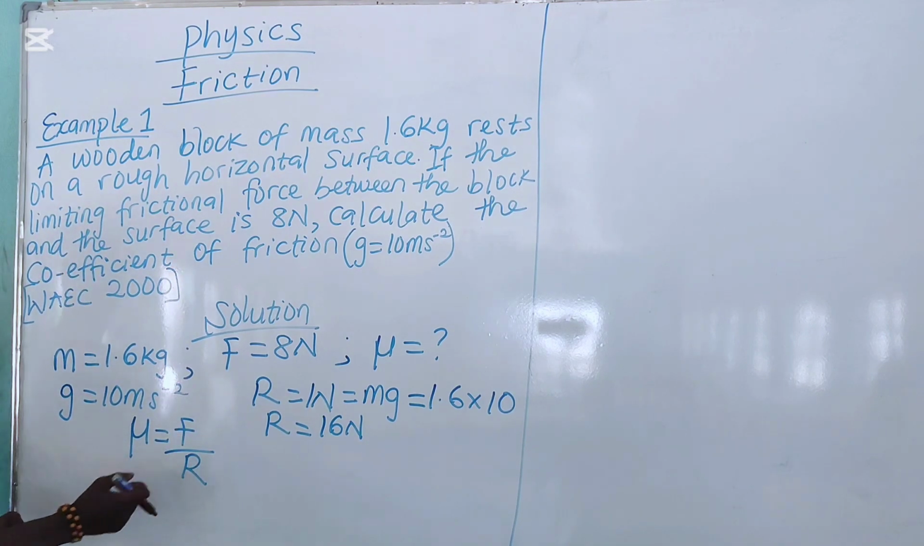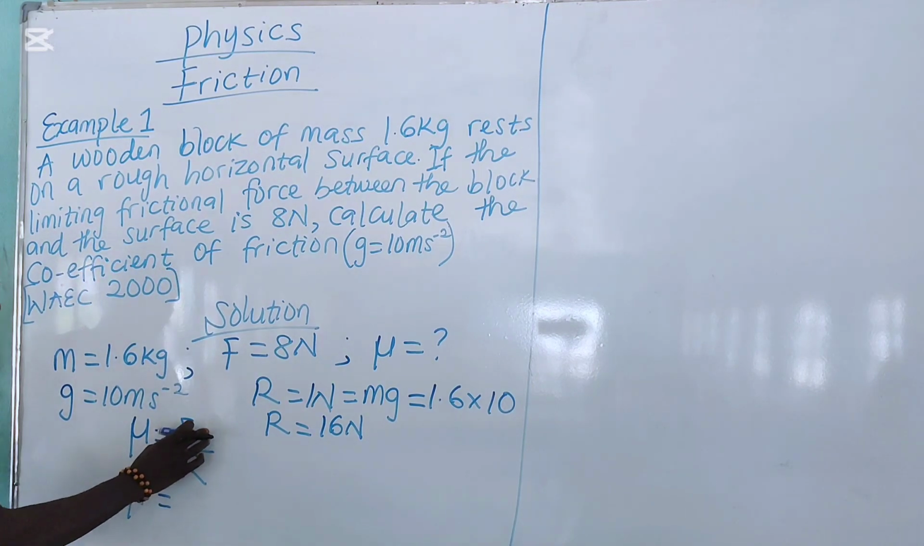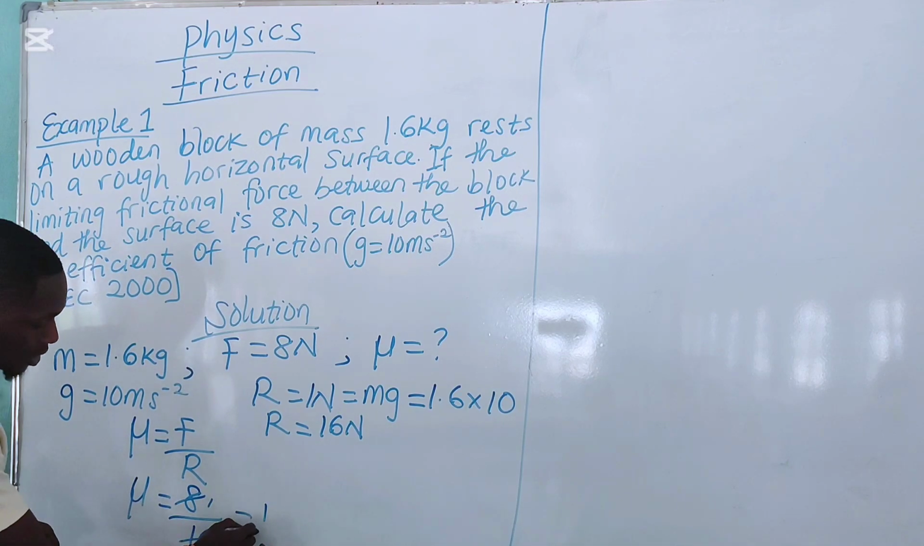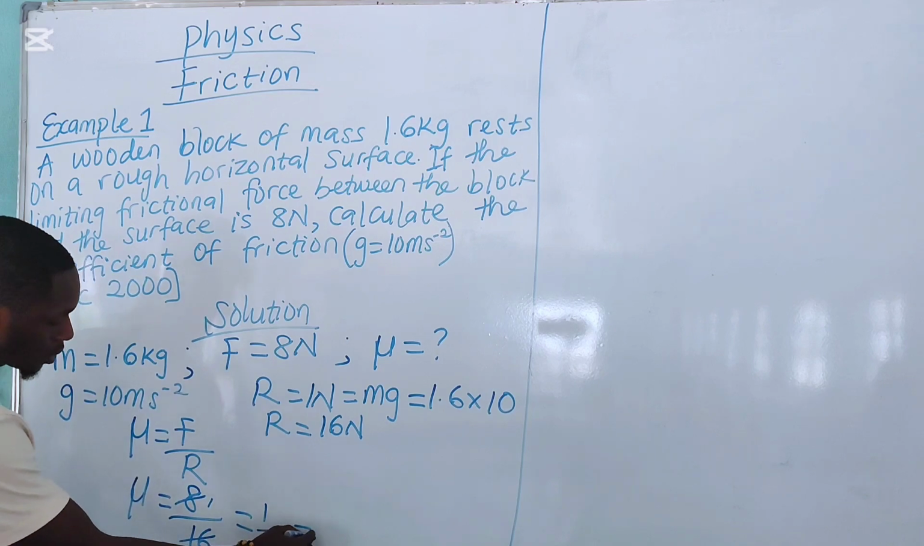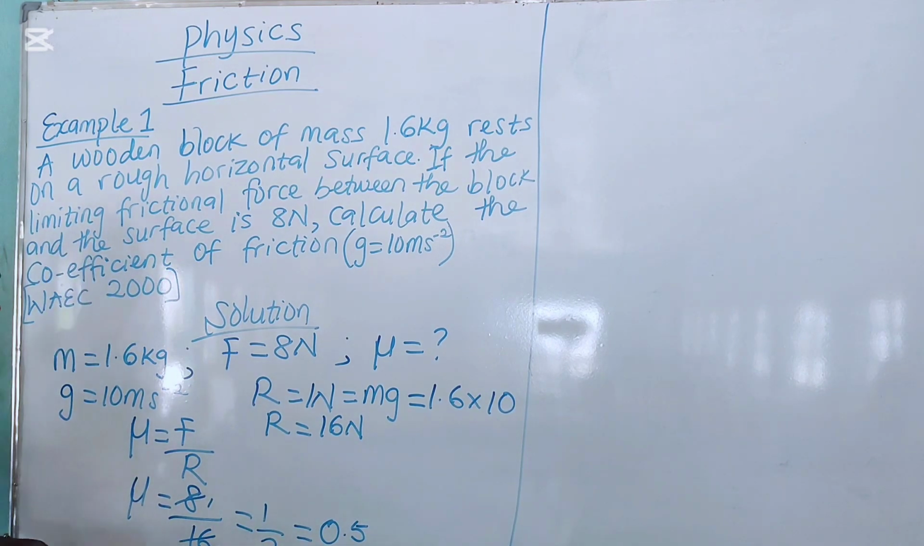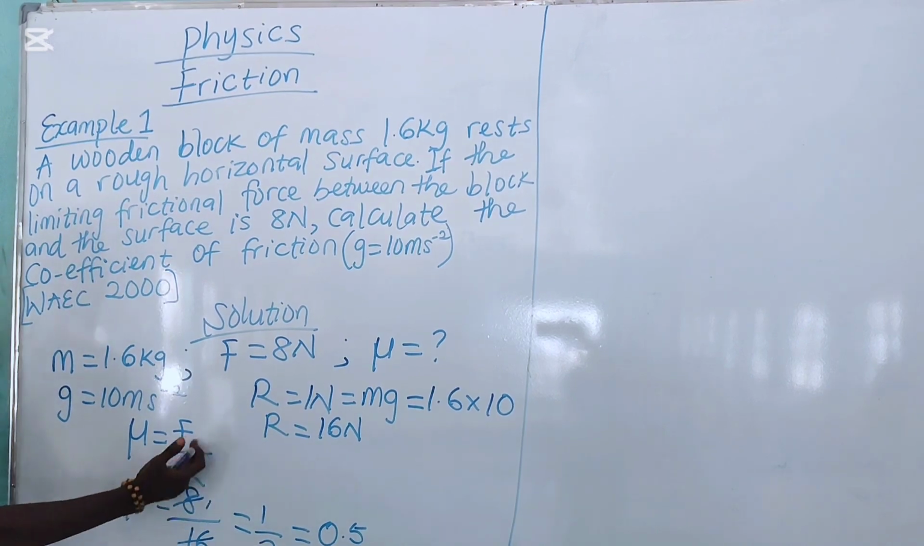Okay, so let's substitute in our equation to find the coefficient of friction. So our coefficient of friction becomes the frictional force, which is 8, divided by the normal reaction, which is 16. So 8 goes into 8 one time, 8 goes into 16 two times, which is the same thing as 1 over 2. And 1 over 2 gives us 0.5. So that is the coefficient of friction of the surface. Remember, coefficient of friction does not have any unit. So the unit will cancel out.